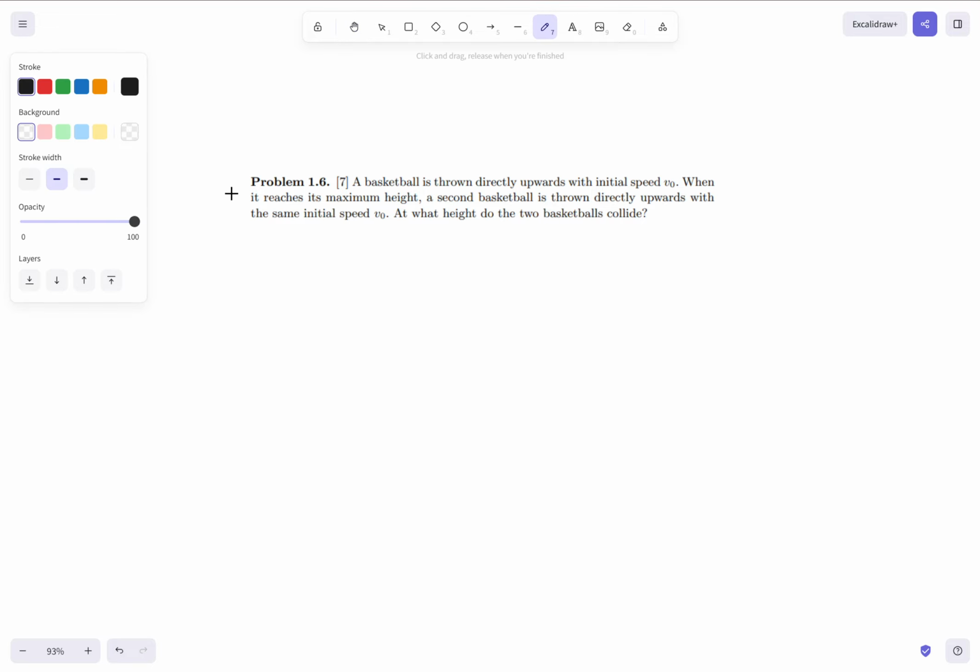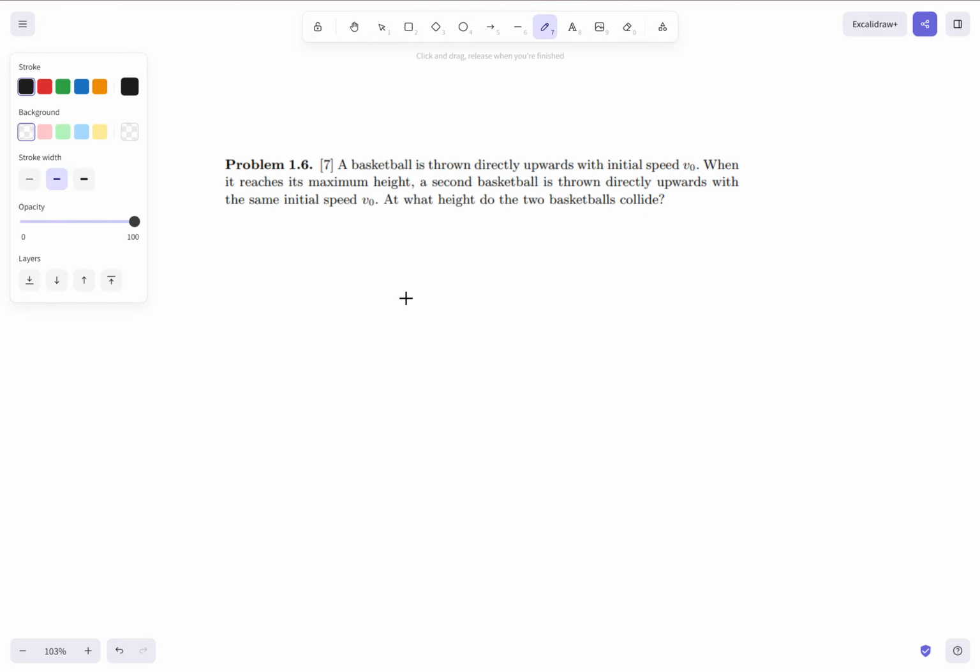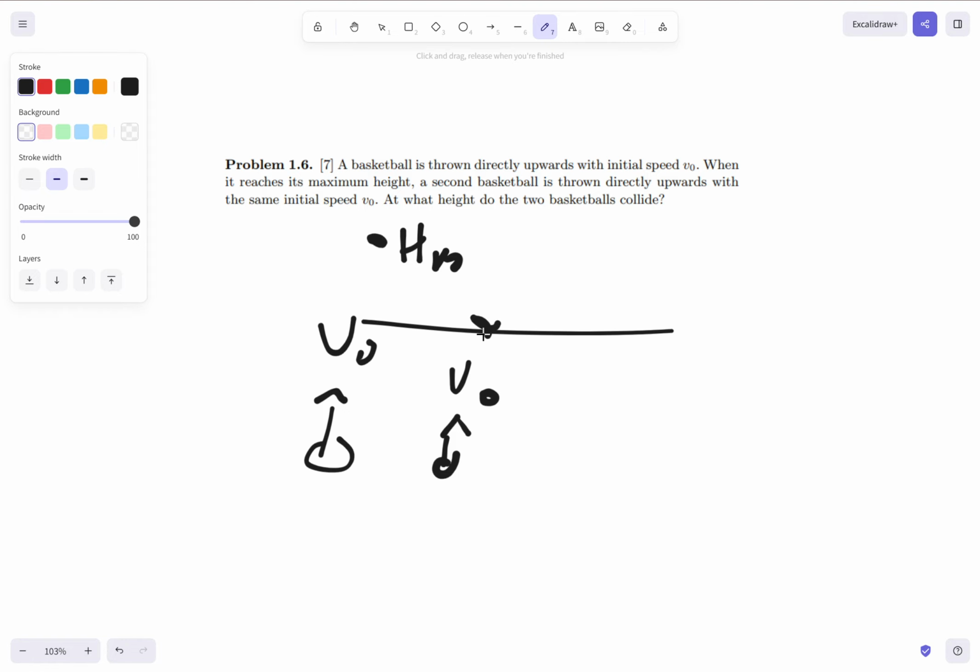So we're back with problem 1.6 in Everaise. Let's do this. A basketball is thrown directly upwards with VL when it reaches a maximum height, H max. A second basketball is thrown directly upwards with the same VL. At what height did it collide?